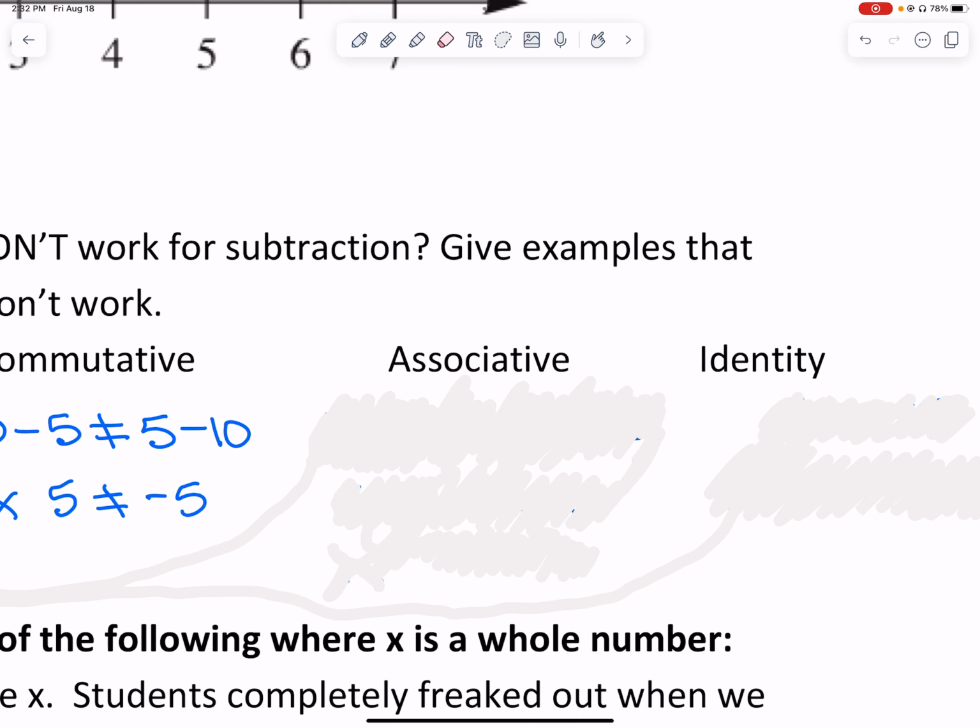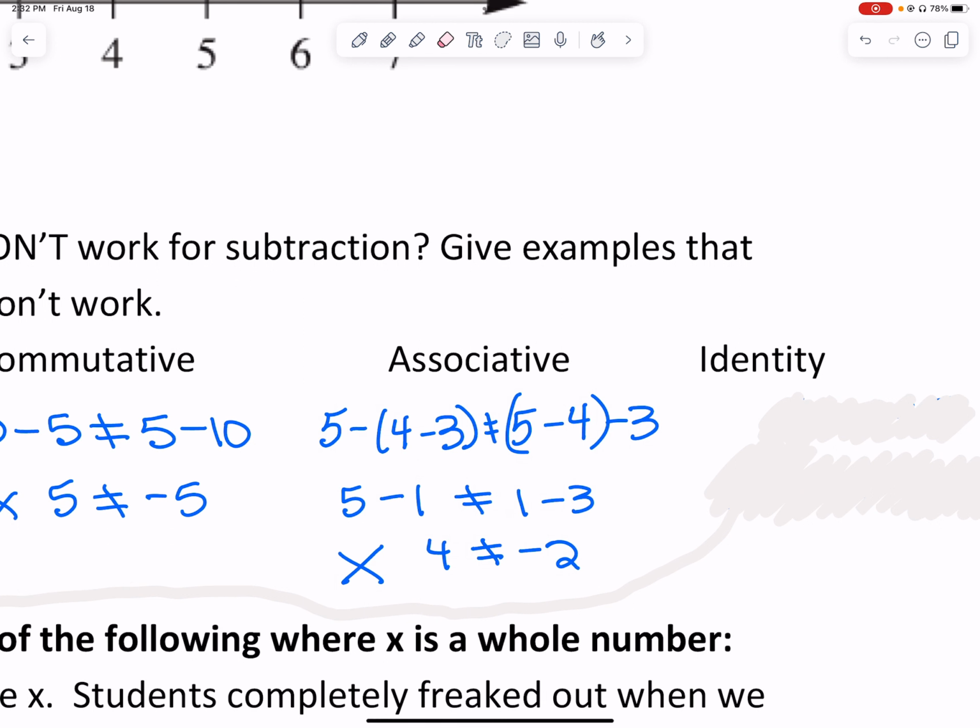Let's try the associative property. So associative, remember, that's just how you group things. Notice these are in the same order: 5, 4, and 3. And over here, 5, 4, and 3. But I'm going to group these guys first. So 4 minus 3 is 1.